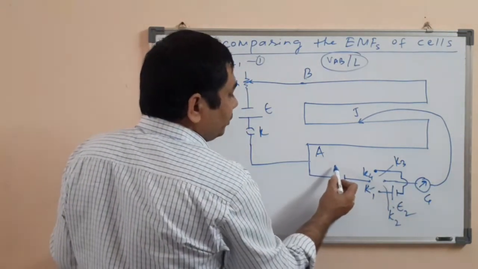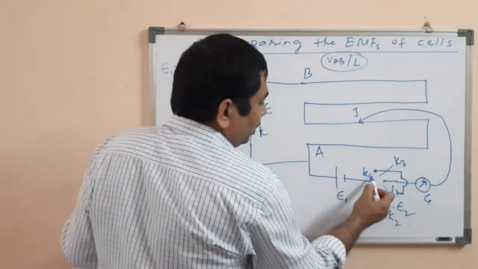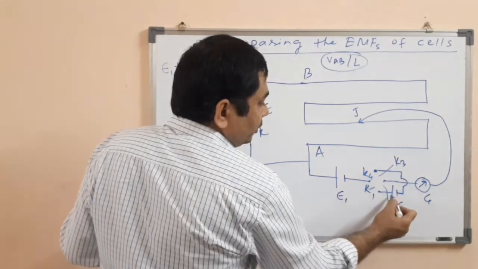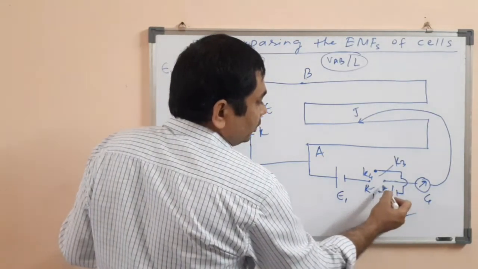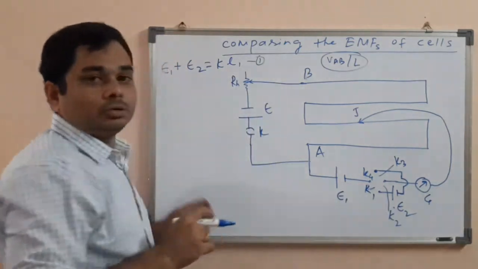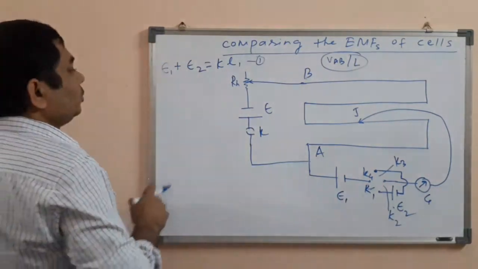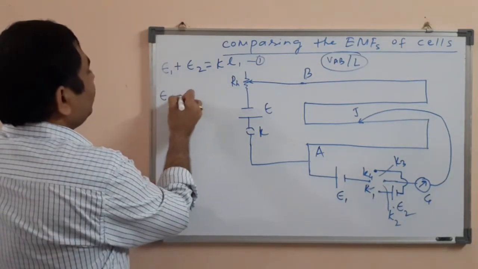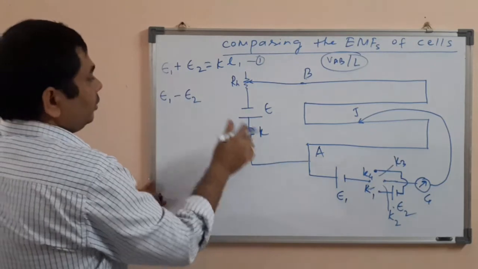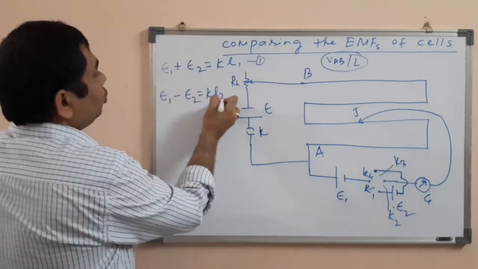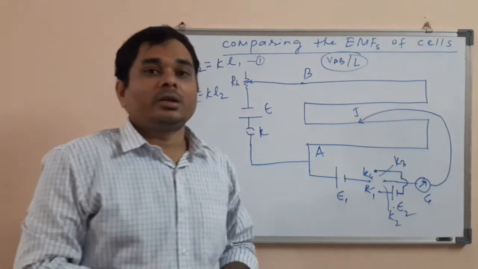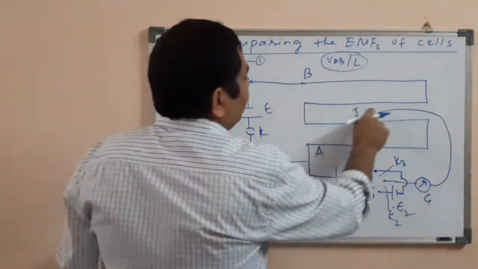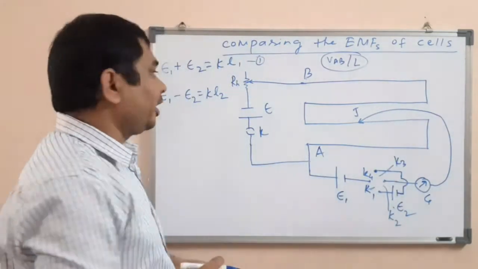So what is now happening is, this is positive, this is negative, then the negative terminal is connected to the negative terminal of this, then this positive terminal, and this one to the galvanometer to the jockey. So now this connection is in difference mode. So E1 minus E2 is the EMF. This is equal to K into L2, where L2 is the distance of the null point from point A, which is obtained by touching the jockey at different points.